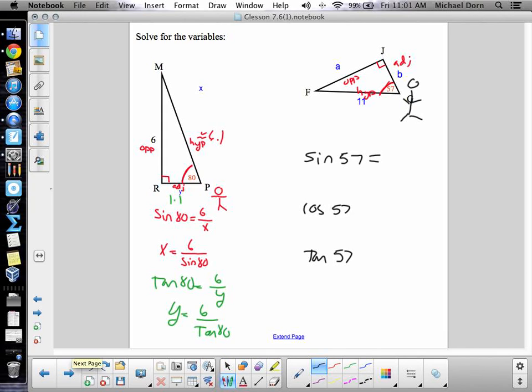Sine of 57 is the opposite over the hypotenuse, a over 11. I can solve that one. That'll be a good one for me. Cosine of 57 is adjacent over hypotenuse, b over 11. Tangent 57 is the opposite over the adjacent, a over b. So I did waste a little time. This one, because it has two variables, isn't going to help me. But these two I can solve rather easily.